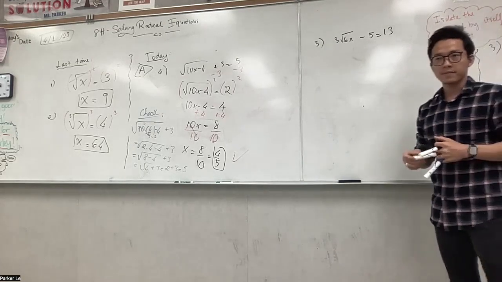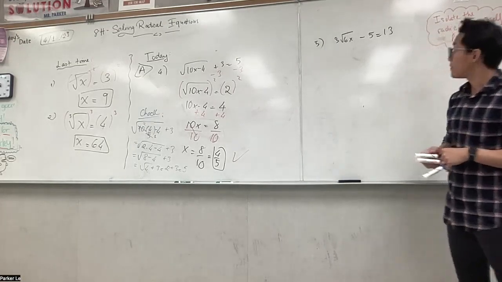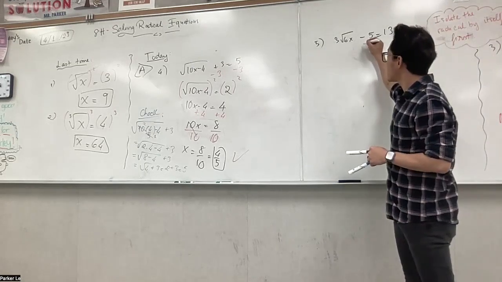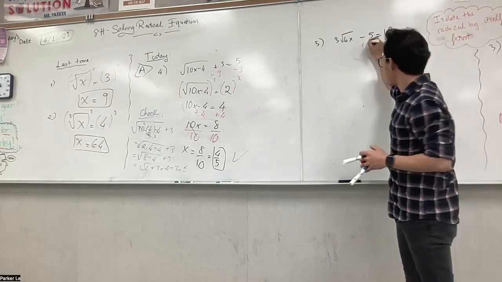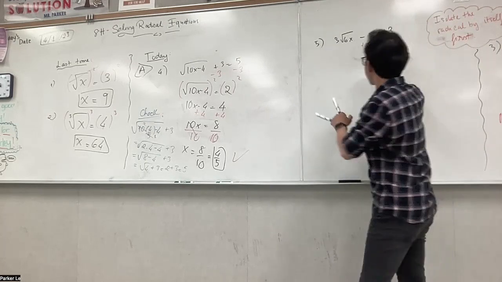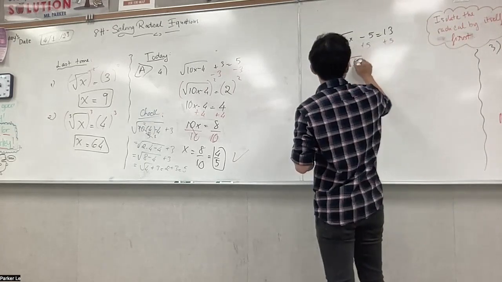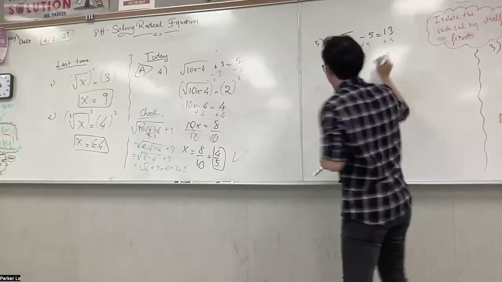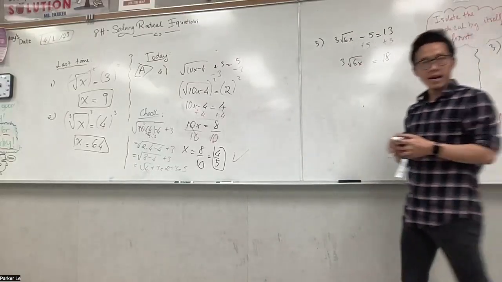What we need to do first? Move the 5. Add 5, so they cancel out. I have 3 square root of 6x equal to 18. What next? Divided by 3.